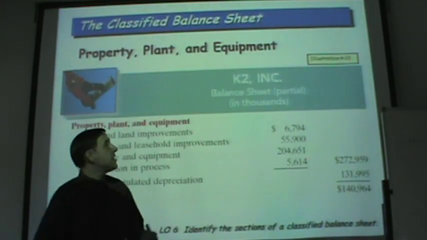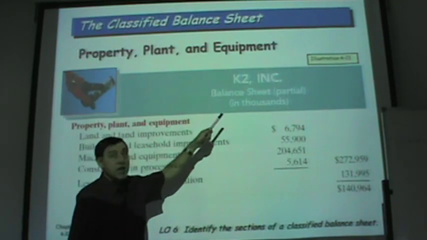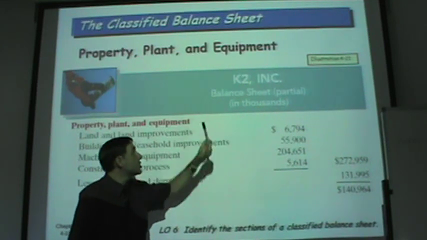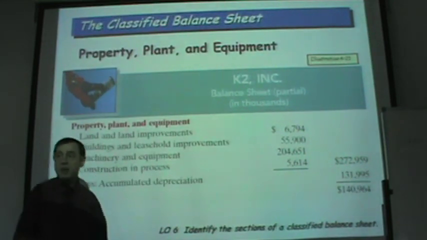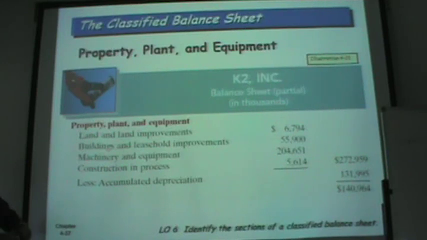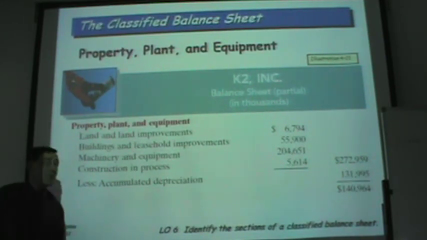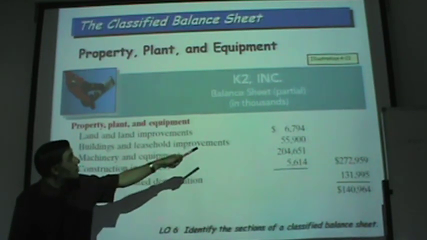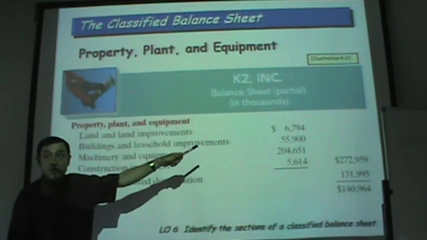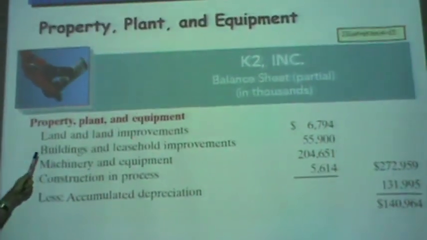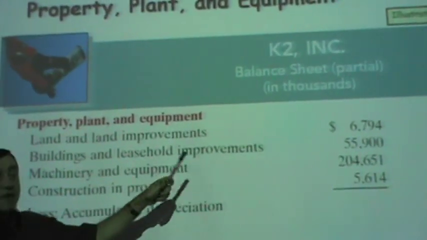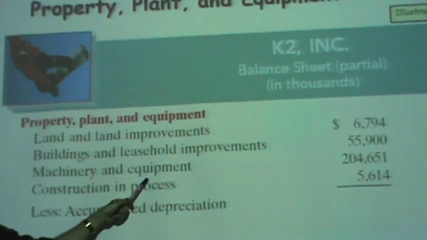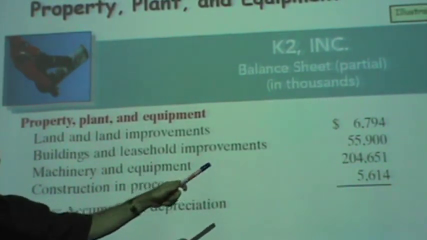Examples will be, and they just give you some company, K2 Inc. These are all major popular companies in the United States. They just give you a little bit of the balance sheet. And here in the balance sheet, they say property, plant, and equipment. They have, for example, land and land improvements, 6 million. Next one, buildings and leasehold improvements, 55 million. Next one, machinery and equipment, 204 million.